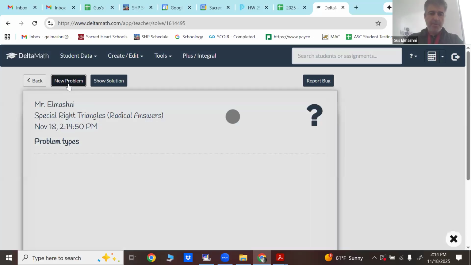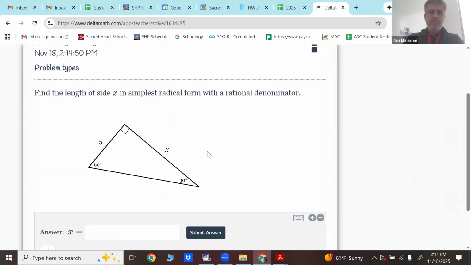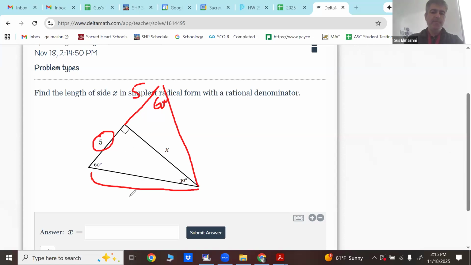Okay, let's try a new one here. So 5 is opposite 30 degrees, right? Now if you think about it, I could extend it like this. Once you get very good, you don't have to keep doing this work, but if that's 5 and that's 5, now you've made an equilateral triangle. So how long is the hypotenuse here? 10. They're each 10, right?